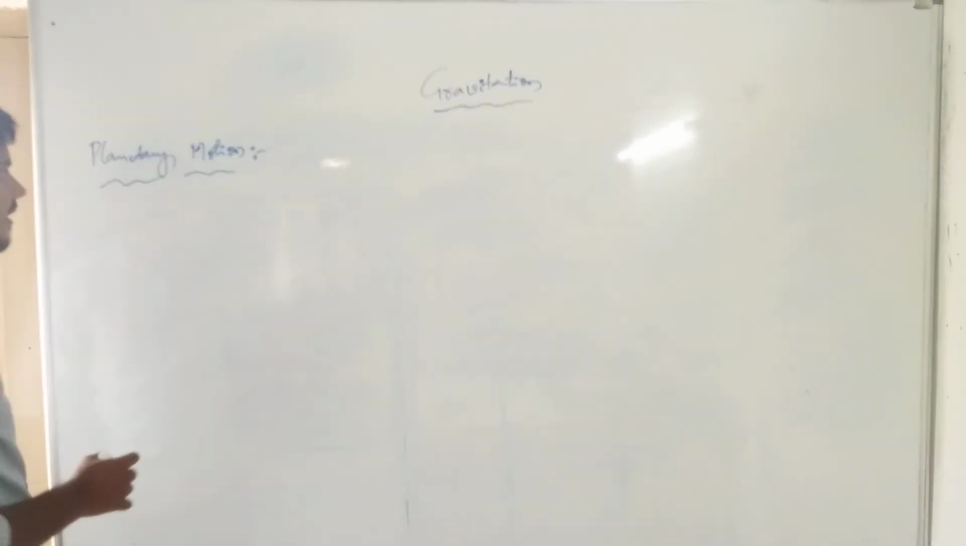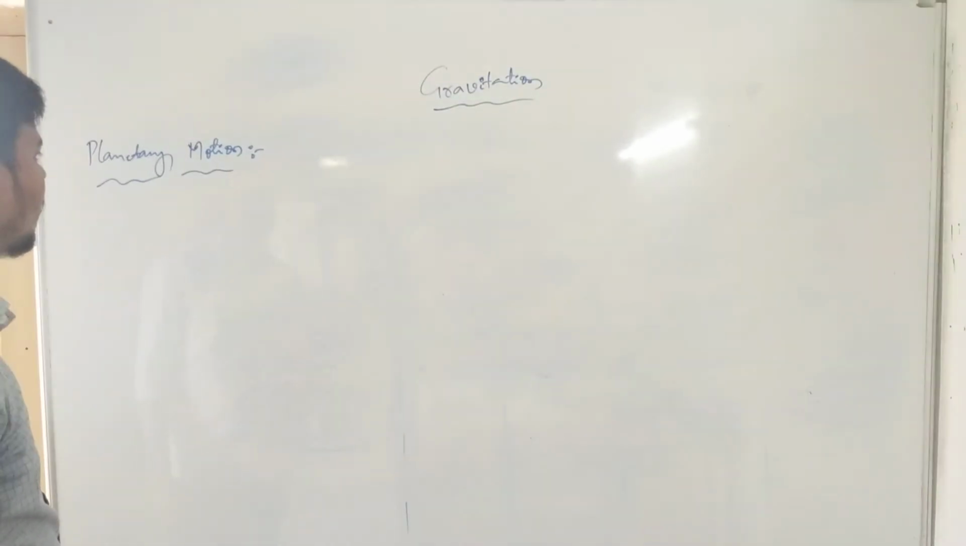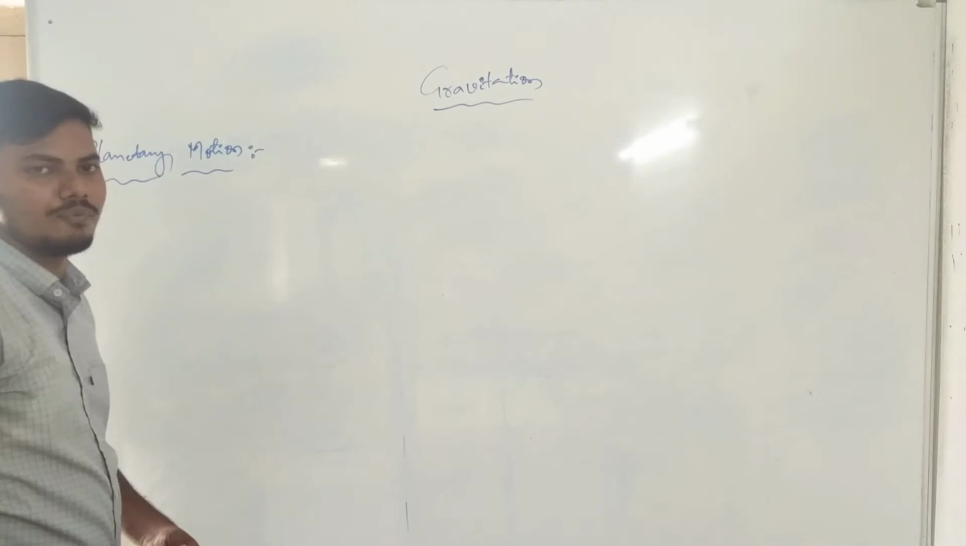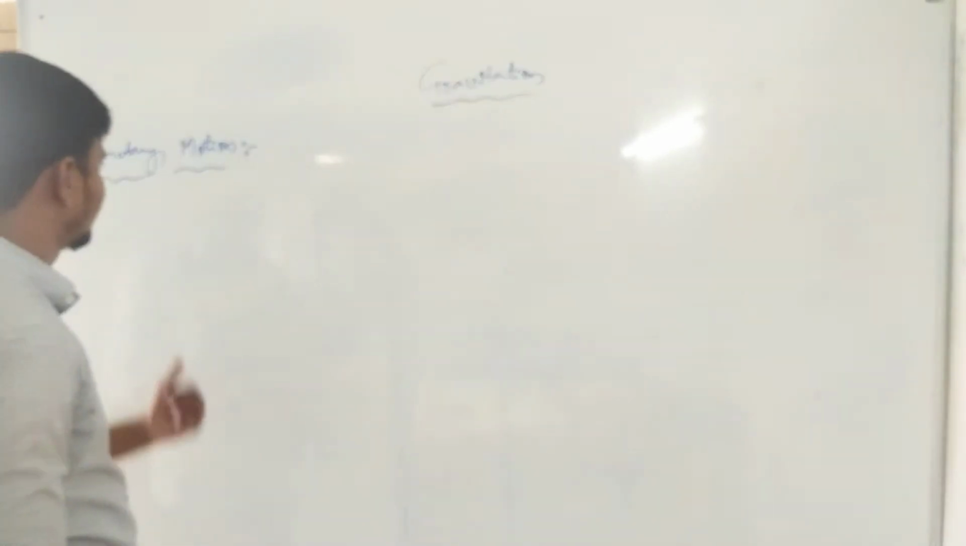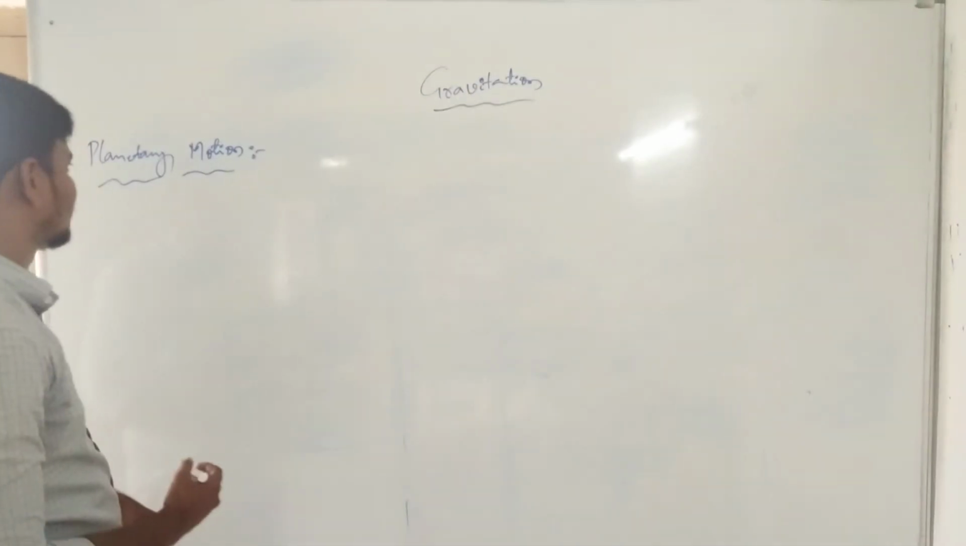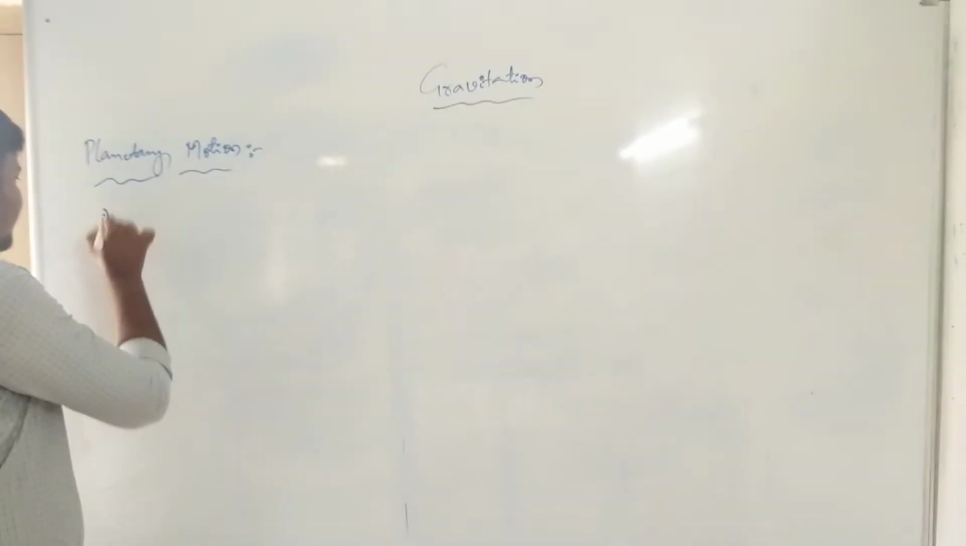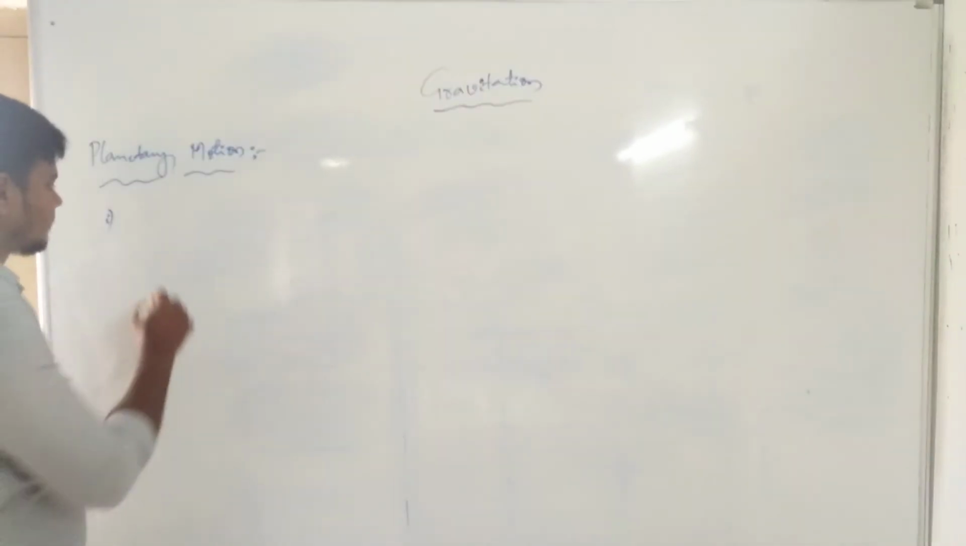Okay. Now, planetary motion. What is planetary motion? How can we introduce planetary motion? Now, which scientists can we introduce in our chapter? Okay, now in planetary motion, the first scientist we are introducing is Ptolemy.